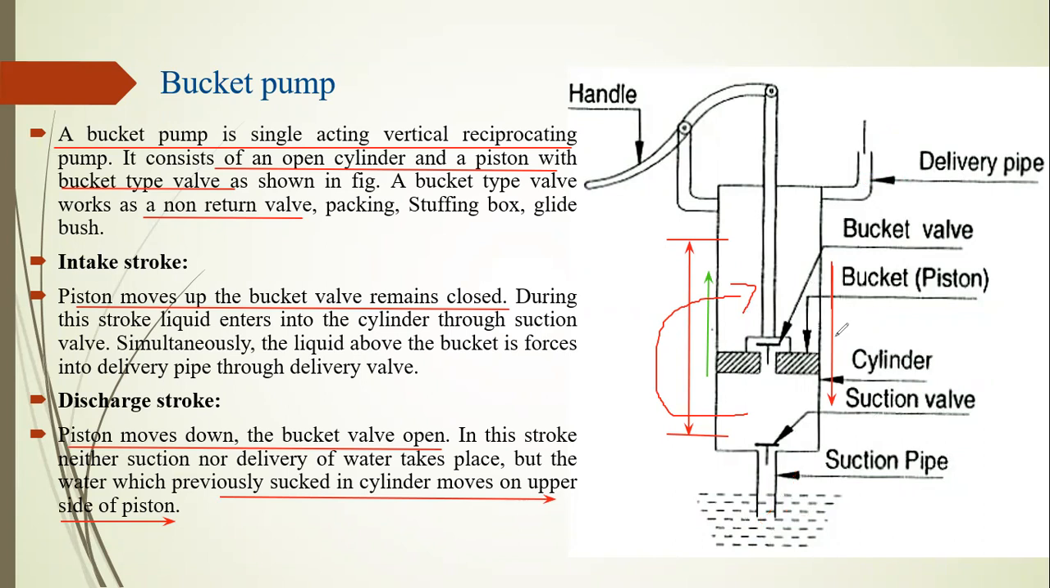At this time, the valve of the bucket or piston is open and water transfers from the bottom side of the cylinder to the top side of the cylinder. Then we have to repeat the intake stroke, and at this time the water is sucked from the suction tank and exits from the delivery pipe. That's the working of the bucket pump. This pump is also called a handle pump.